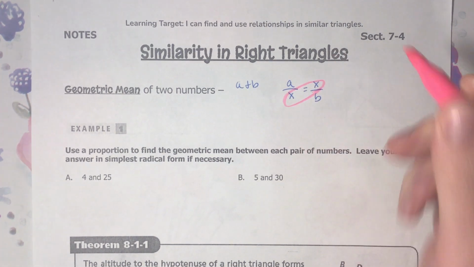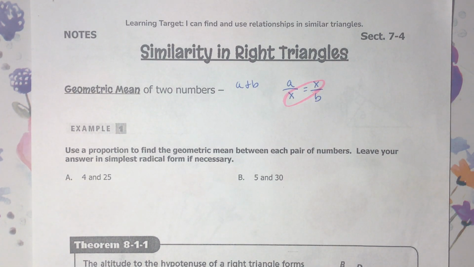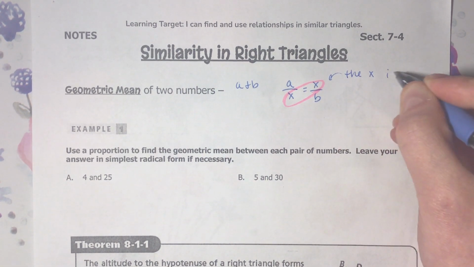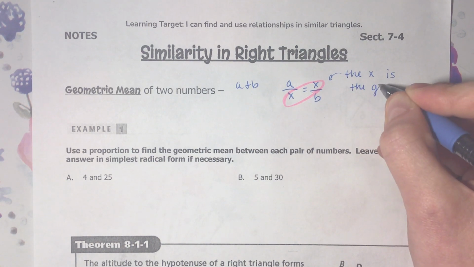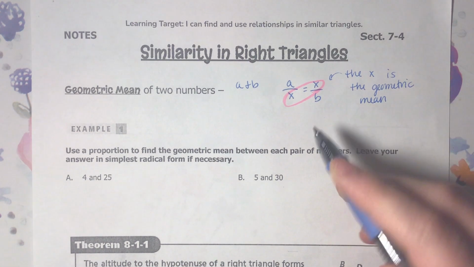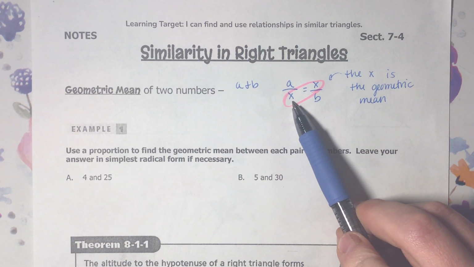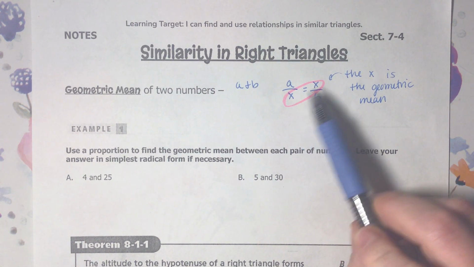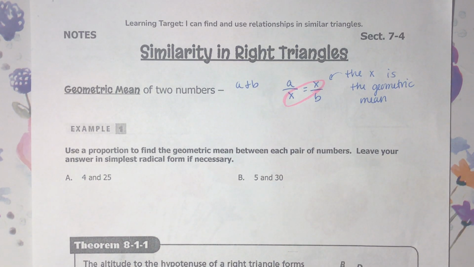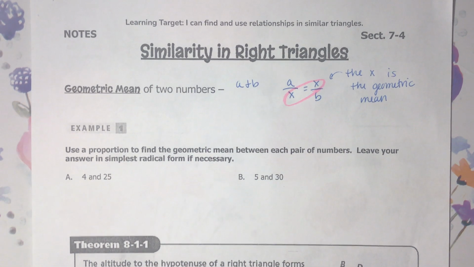then this X squared would be that geometric mean. So essentially, the X is the geometric mean. When the bottom of the first ratio is equal to the top of the second ratio, that is the geometric mean. Let's use that information to calculate geometric mean between two numbers.